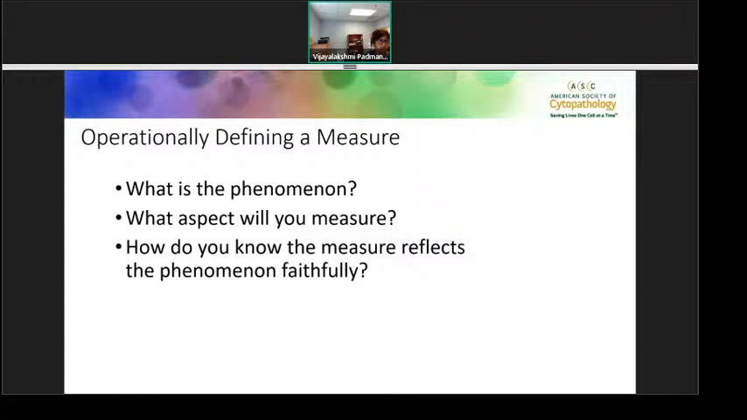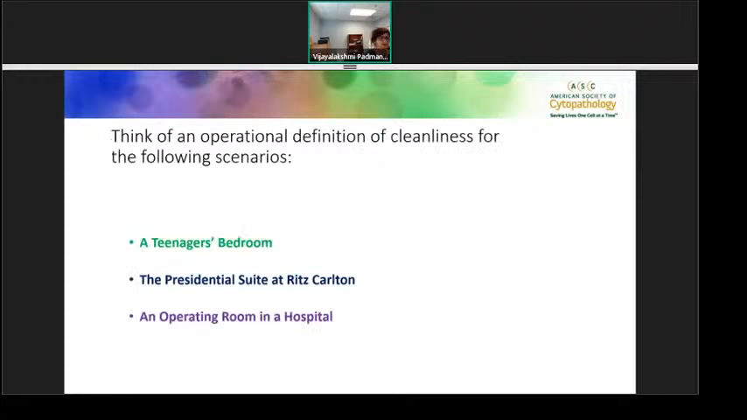Operationally, you're asking, what is the phenomenon? What aspect will you measure? And how will you know that the measure reflects the phenomenon faithfully? So you've got to be a little careful with measures. But honestly, measures in QI is a topic by itself. I'm just trying to put as much as I can here, but it's truly a detailed area. We can talk about it at another time, if I get the chance to do that.